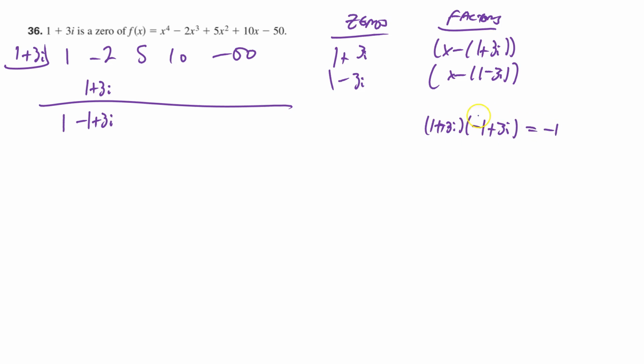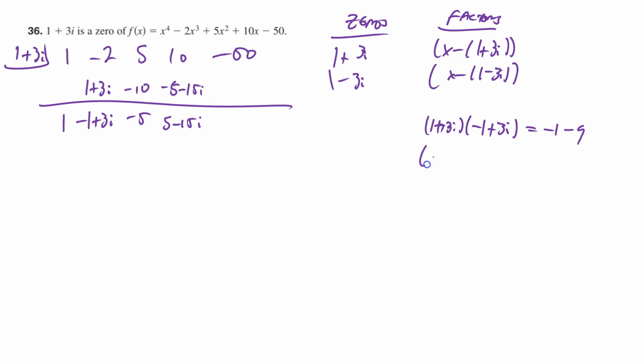It gives me negative 1, plus 3i minus 3i. That's nice, the i's go away. And then 3i times 3i is 9i squared, which is minus 9. So it gives us a negative 10. Plus 5 is negative 5. Times 1 plus 3i is negative 5 minus 15i. And 10 gives me 5 minus 15i.